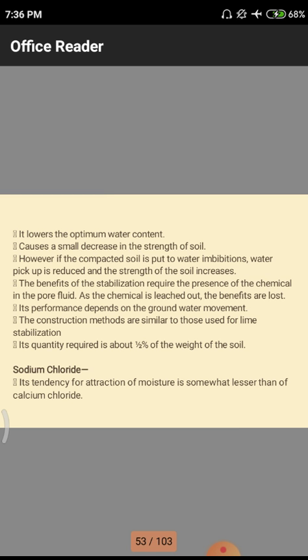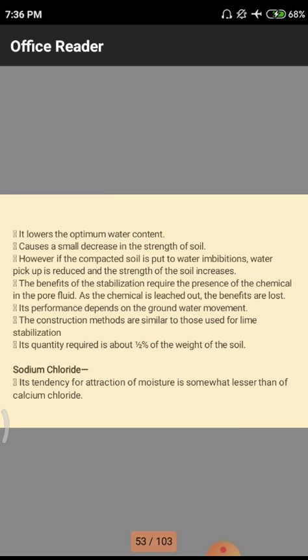So we have to decrease the flow of water in our land whenever we are using these chemical stabilizations. Why? Because the water will leach out the chemicals present in our soil, so we have to take action against this movement of water. Simply we have to increase the slope, and we need to construct walls around our soil, so that it will not allow movement of water from our soil.